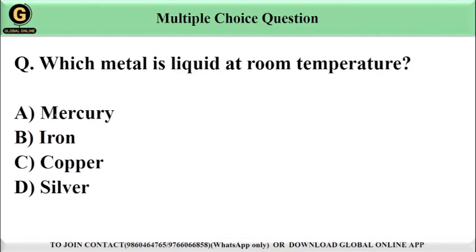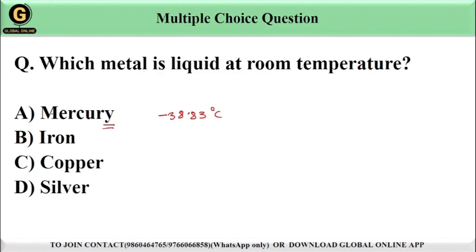Which metal is a liquid at room temperature? We have options for this: option A, mercury, option B, iron, option C, copper, option D, silver. So mercury is the only metal that is present in liquid form at room temperature. It has a melting point of about minus 38.83 degrees Celsius, which means it remains in liquid form at most temperatures we encounter in daily life.